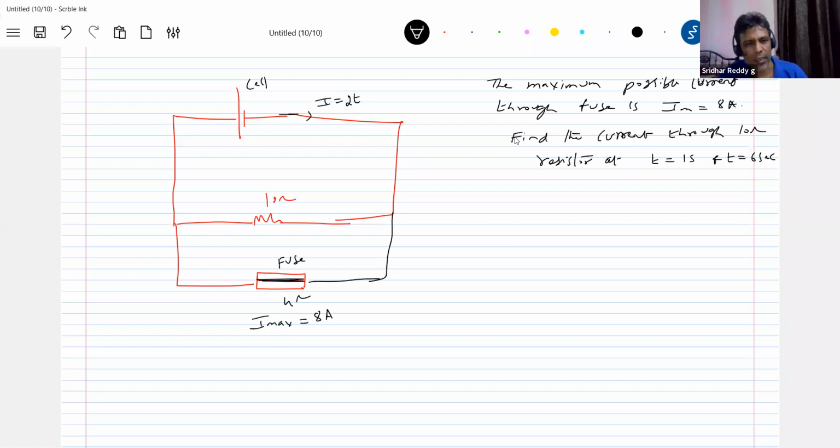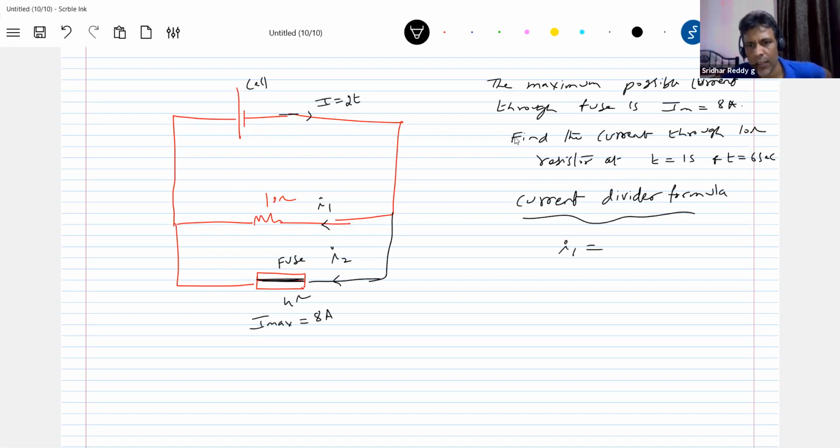He is not saying there's a maximum permitted current to the fuse. Okay, some very important formula I'm going to introduce called the current divider formula. What is the basic idea of this? If you know current in one branch, you can tell current of the other branch. So here, I1 is equal to I into, I'll give the formula separately here.